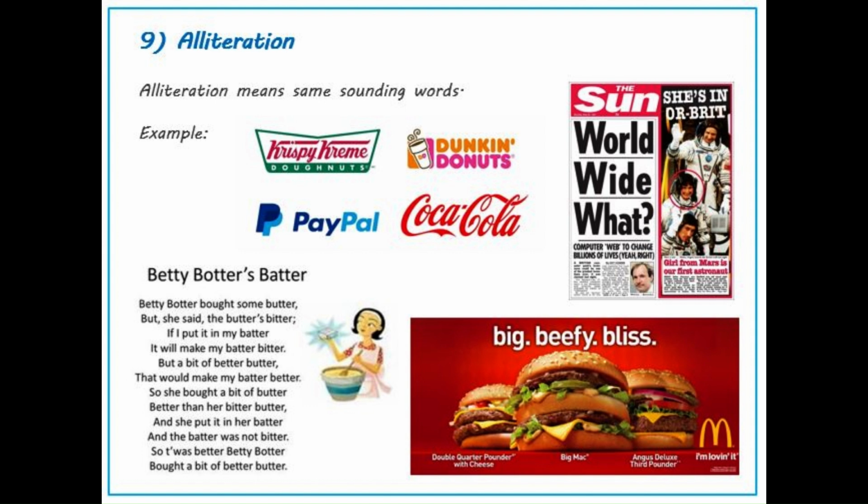Alliteration is used across many different spheres in the world. Some companies choose alliteration to keep their names. For example, Krispy Kreme, Dunkin' Donuts, Coca Cola, and PayPal. So, all of these company names, brand names, have alliteration in them. They have the same sounding words. The first word and the second word both start with the same letter and have the same sound.